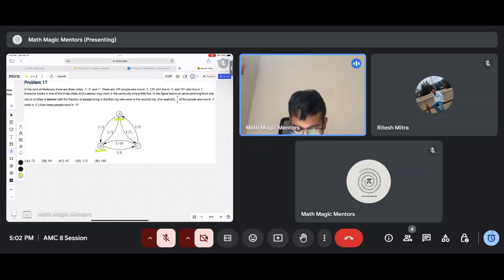So there's A, B, and C, right? And there's 100 people who live in A, 120 live in B, and 160 live in C. And everyone works in one of the three cities. A person may work in the same city where they live.